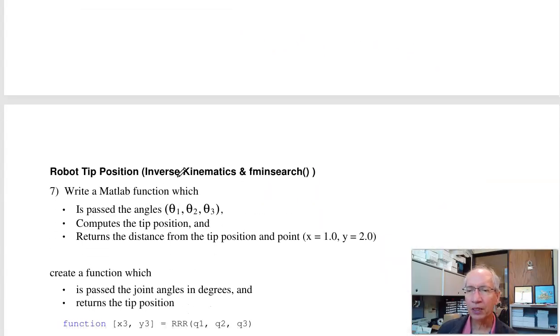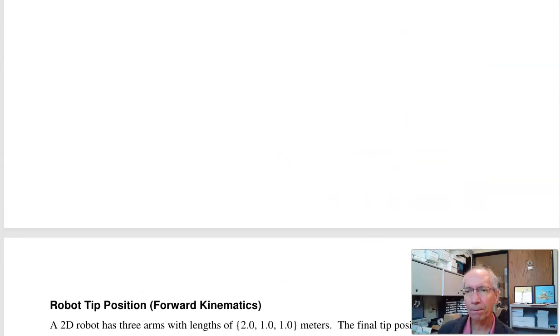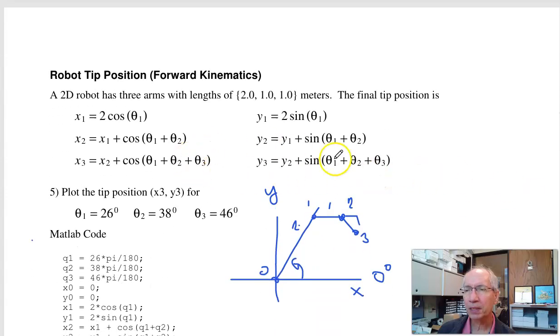The harder one is going backwards. If I specify the tip position, like here's where I want the tip to be, what angles put you there? So that's actually pretty hard to solve. Going forward, let's go back a little bit. I just take the angles, calculate x3, y3. Going backwards, given x3, y3, what are the joint angles? That's actually really hard to solve.